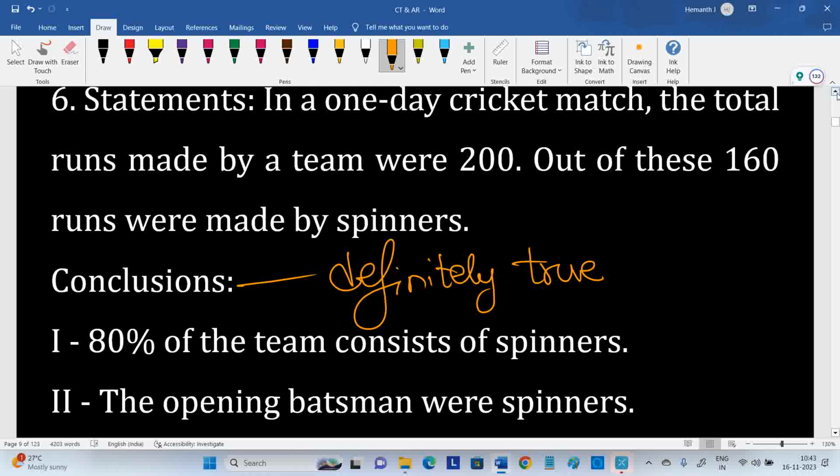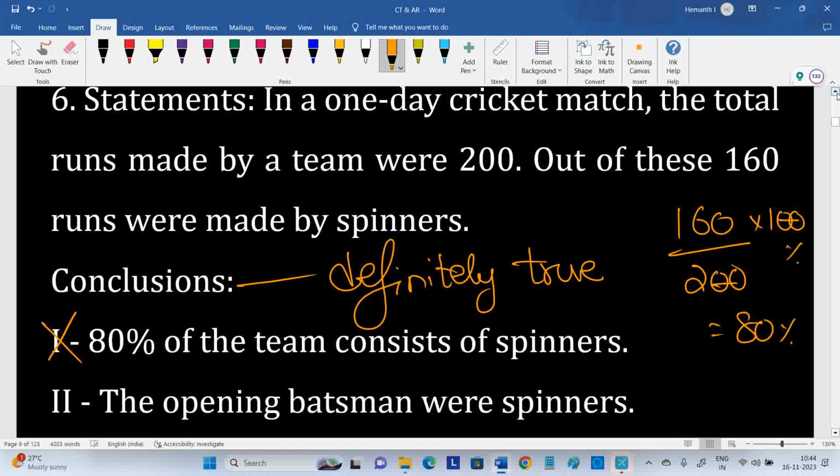So, is it one follows or two follows, or neither one nor two? Neither one nor two means both false. There is no option called both false; they will mention neither one nor two. So what's the answer? Is it only one follows? Listen. 200 runs, out of this 160 runs were made by spinners. So 160 out of 200 is nothing but 80%. If you want to convert into percentage, multiply by 100, and we get 80%. The statement that 80% of the team consists of spinners is wrong.